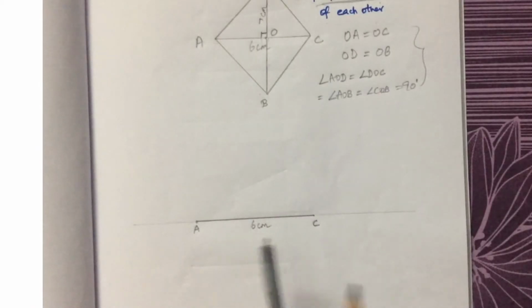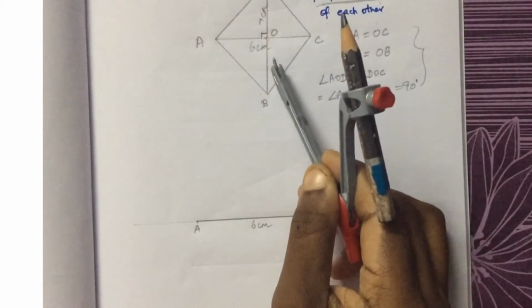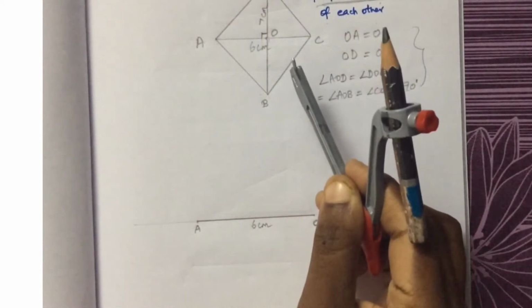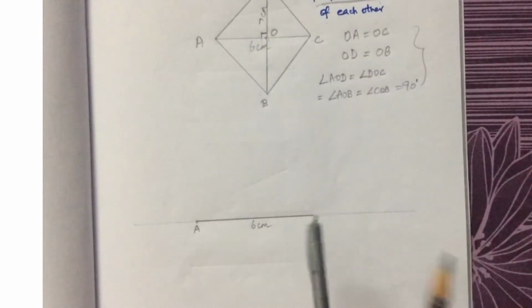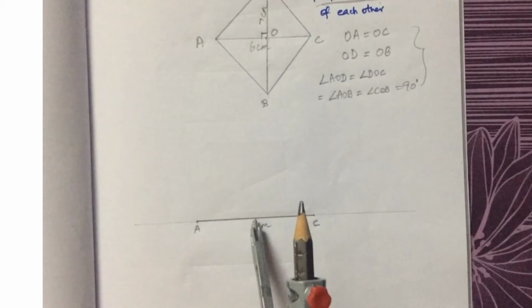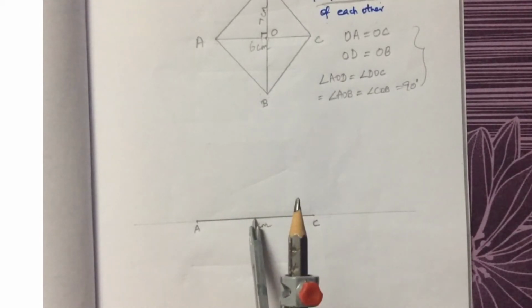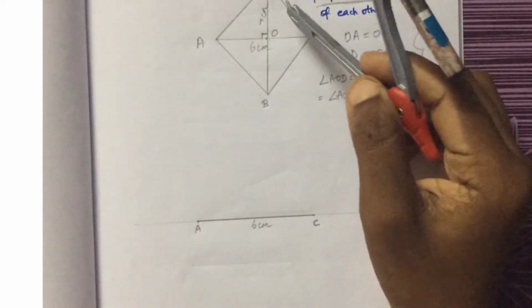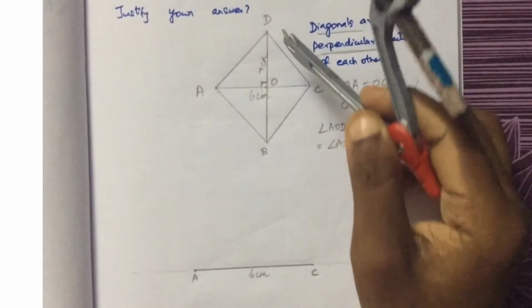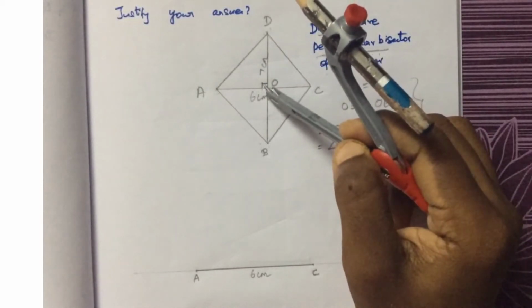Now I have drawn first AC of 6 centimeter. Now I have to draw this BD of 7 centimeter under two conditions. First thing is the line BD should pass through the center of this AC. First I have to mark the center point of this AC. Through that point, we have to draw another line which is BD, and one more thing is it should cross at right angles.